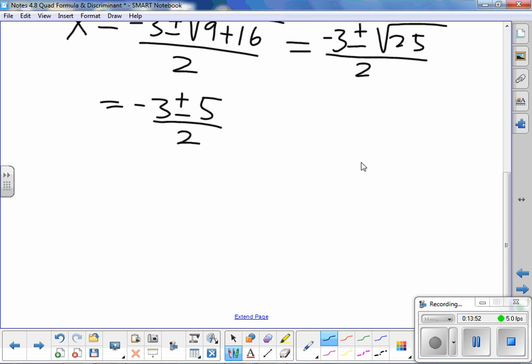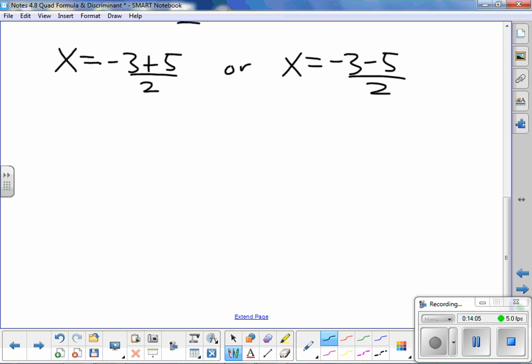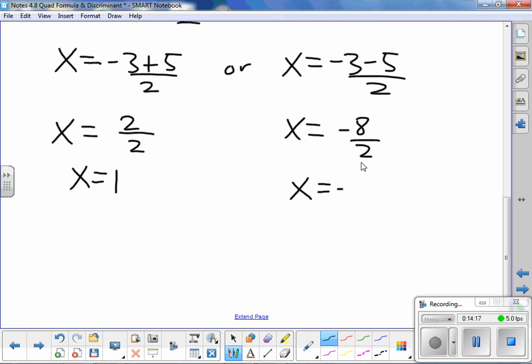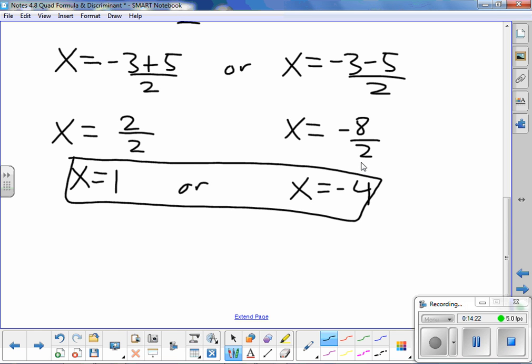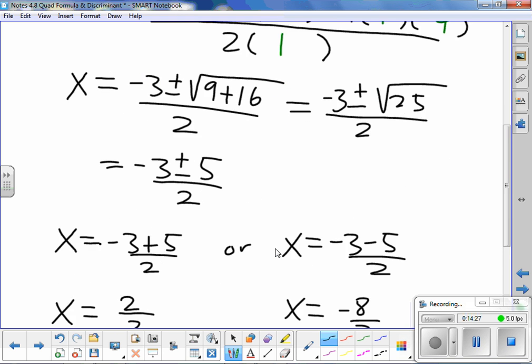So now is where you split it up. So x equals negative 3 plus 5 over 2, or x equals negative 3 minus 5 over 2. And you should get 2 answers here. Negative 3 plus 5 is a 2 over 2, so x is equal to 1. So negative 8 over 2, so x equals negative 4. And there you go. Those are your 2 answers. So that's how you use the quadratic formula. Just make sure one side's 0, plug it in, do it out.